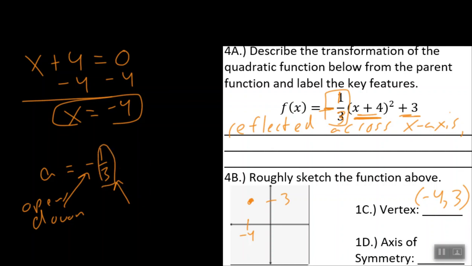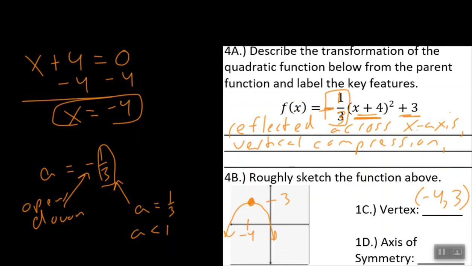The next thing is this 1/3. We look at the 1/3 separate from the negative, and I know that when a is equal to 1/3, that tells me that a is actually less than 1. So that means we have a vertical compression, which is another way of saying that the graph gets wider. So I can actually go to this graph right now, and I can draw it just very, very wide and indicate, yeah, we have some sort of vertical compression or some sort of flattening going on.